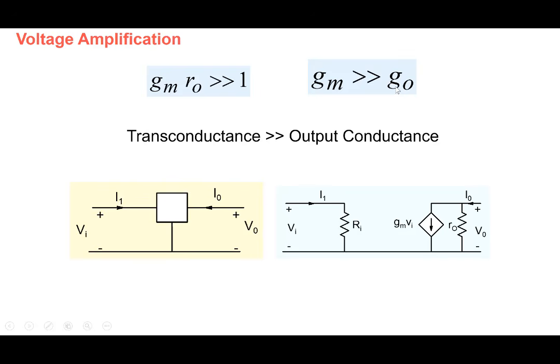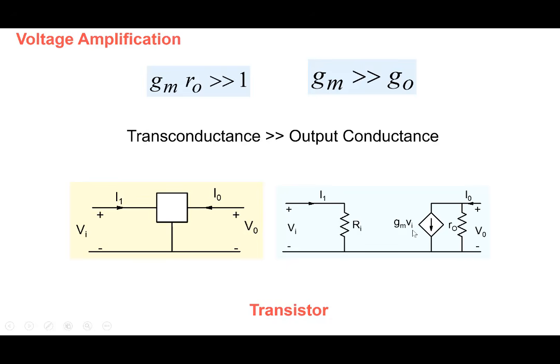So what we are saying is the following. If we want to build an amplifier using a 3-terminal device, then a necessary condition is that transconductance must be much larger than output conductance. GM here must be much larger than 1 over R0. So that's a necessary condition for obtaining voltage amplification. And we call such a device a transistor, a device which exhibits transconductance significantly higher than its output conductance.